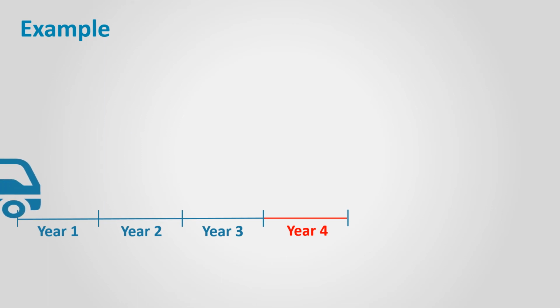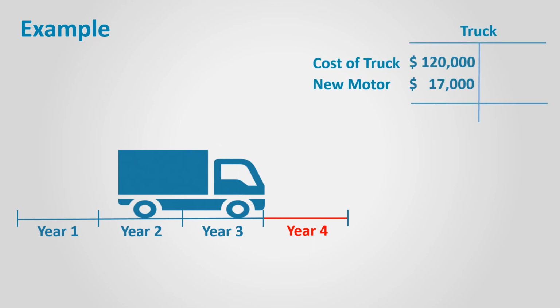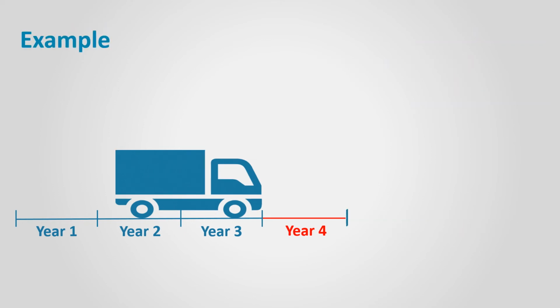Let us further assume that the company used the truck for the first 3 years. At the third year, the truck broke down and required a new motor, which costs $17,000. The cost of the new motor is added to the cost of the truck, so the total truck's cost is $137,000. The installation of the new motor will extend the life of the truck an additional 2 years. So the truck will be working for another 3 years in total.